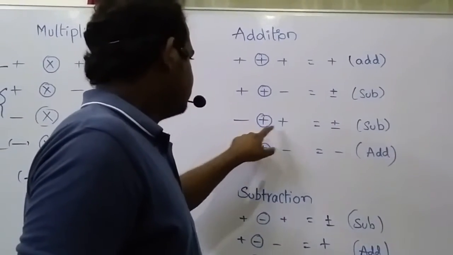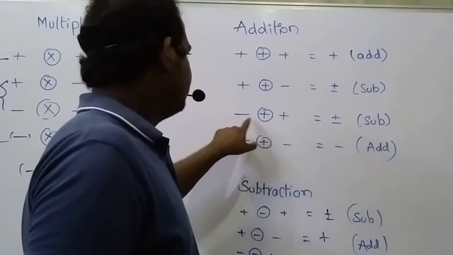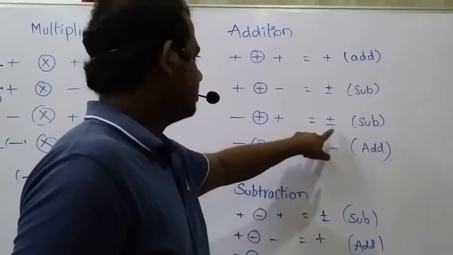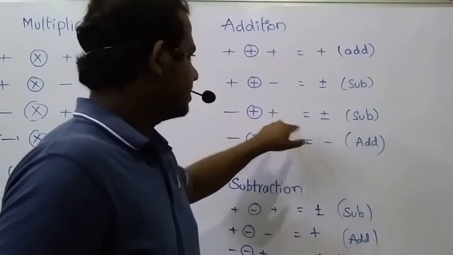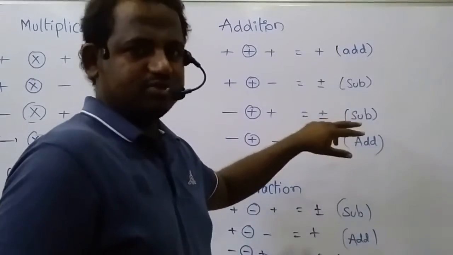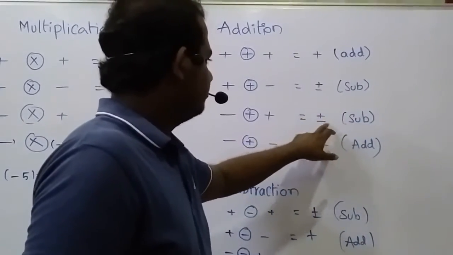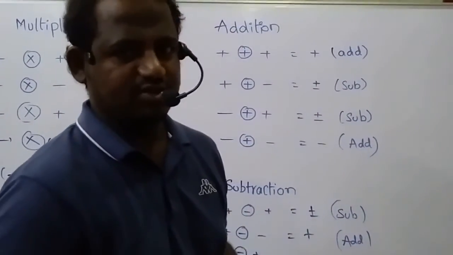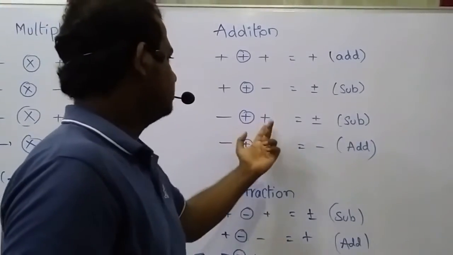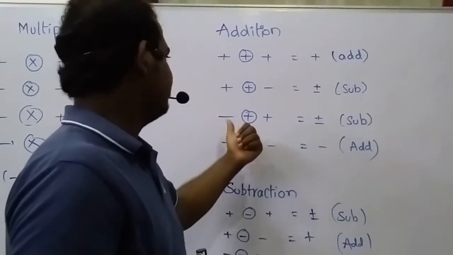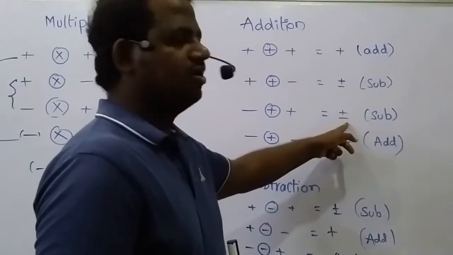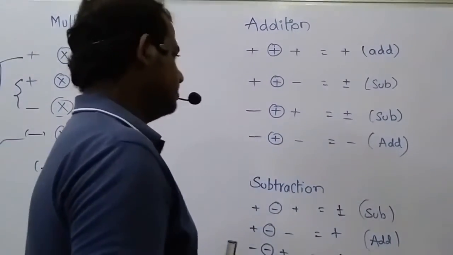Here also it is the same: we are adding one negative number with one positive number. Here also we first perform the subtraction operation on the numbers, and before the subtraction result we have to put the larger number's sign. If the larger number is plus, we put plus. If the larger number has minus, we put negative before the subtraction result.